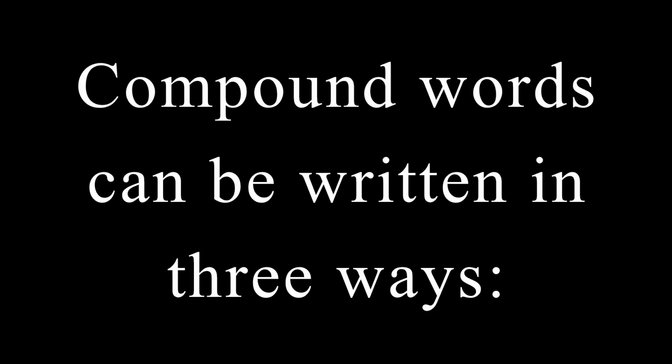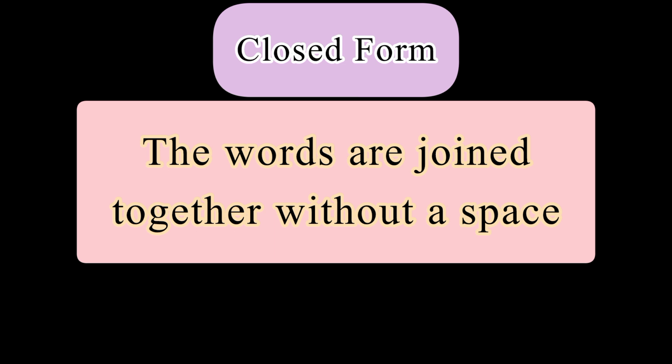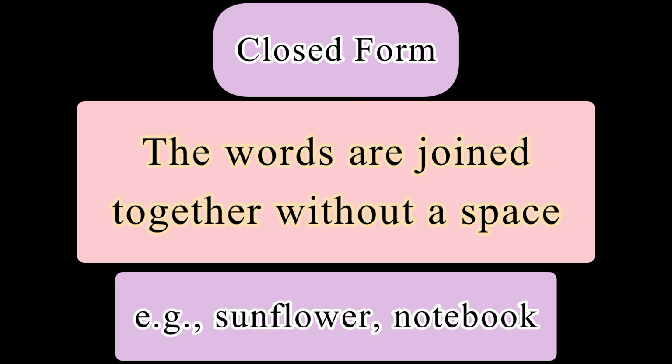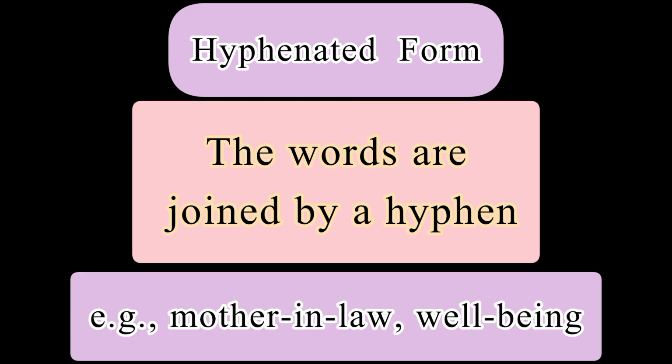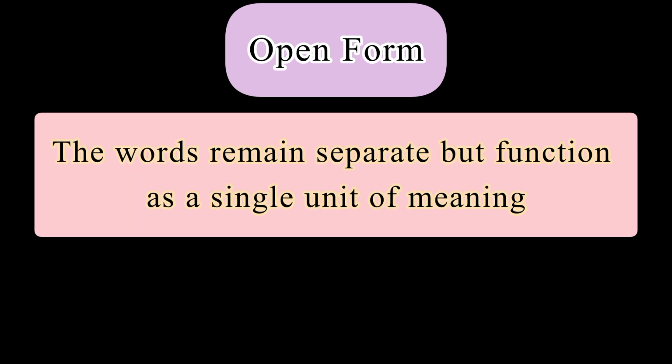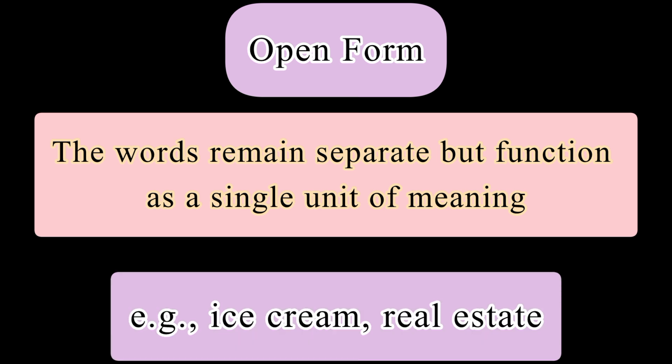Compound words can be written in three ways. 1. Closed form. The words are joined together without a space, e.g., sunflower, notebook. 2. Hyphenated form. The words are joined by a hyphen, e.g., mother-in-law, well-being. 3. Open form. The words remain separate but function as a single unit of meaning, e.g., ice cream, real estate.